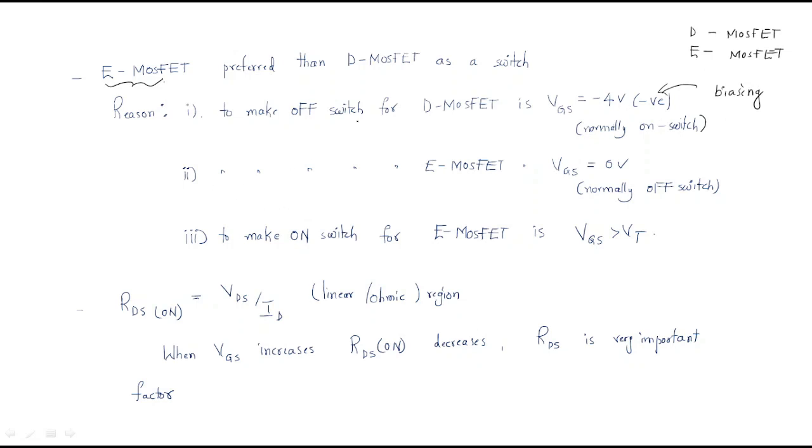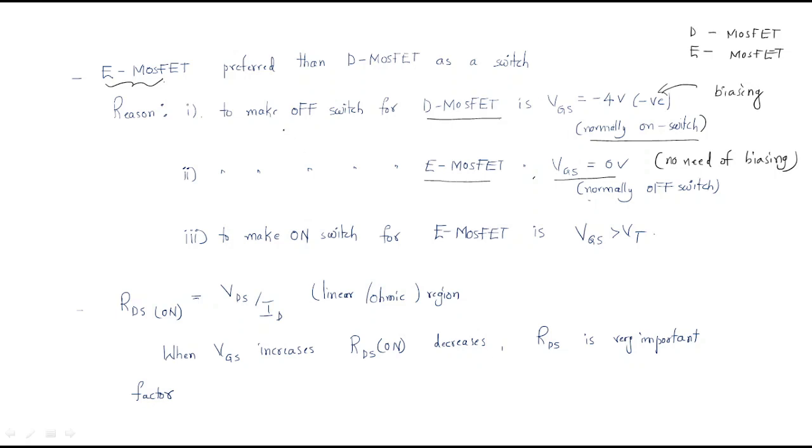Second, that was the D MOSFET. To make an off switch for the E MOSFET, we need not apply any biasing. Generally, D MOSFET means normally on switch. But here, VGS is 0 means normally off switch. So there is no need of biasing here. Here biasing is required, but here there is no need of biasing. Here VGS is 0.